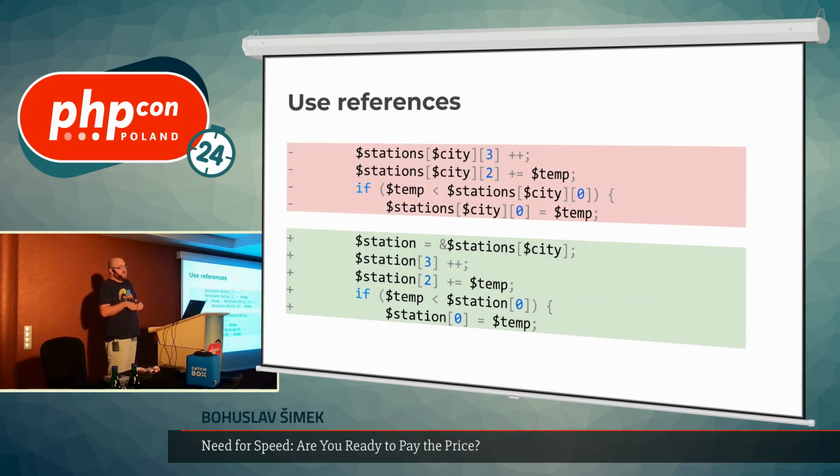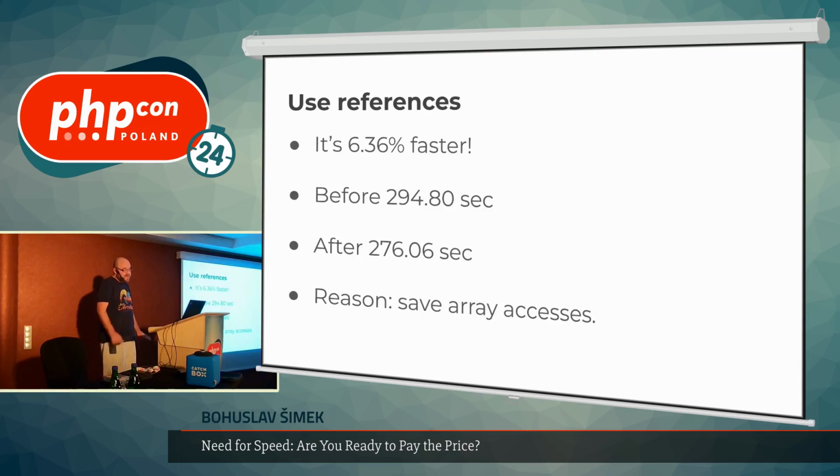Another optimization which we can use is references. References are not a magic tool, but in our case, we are often putting something into a rather big array after reading a few lines. So it will be better to not so often ask the PHP array where the value is and things like that. So we will use references for that. It's a little bit faster, around 6%. It's nothing big, but still can be useful. We saved all the array accesses.